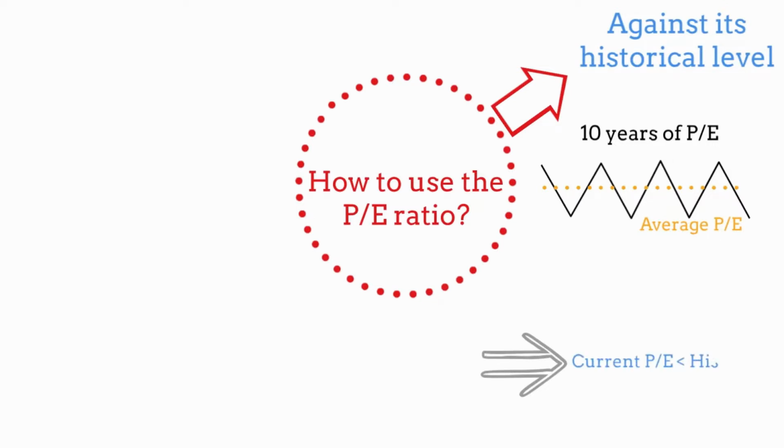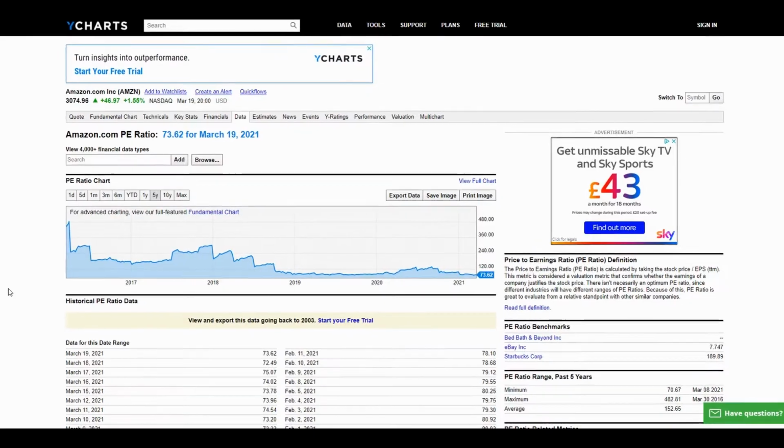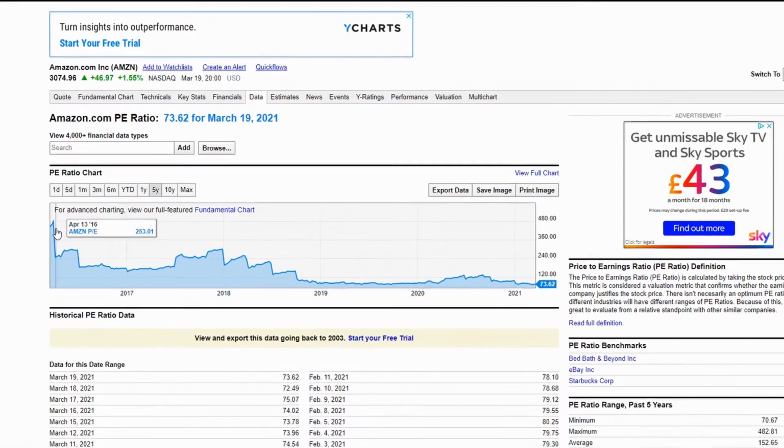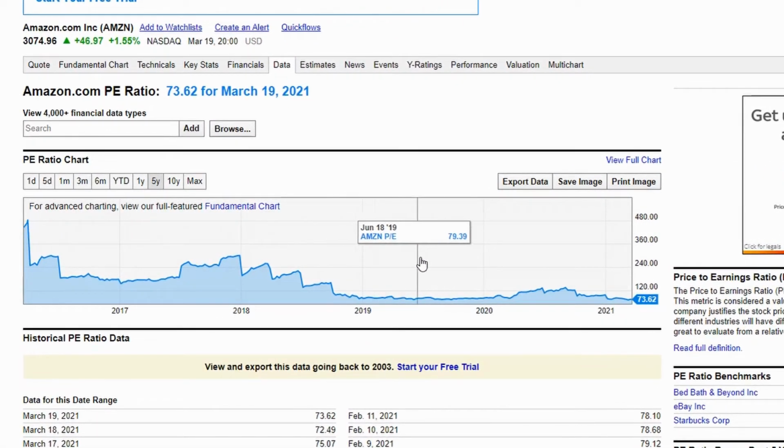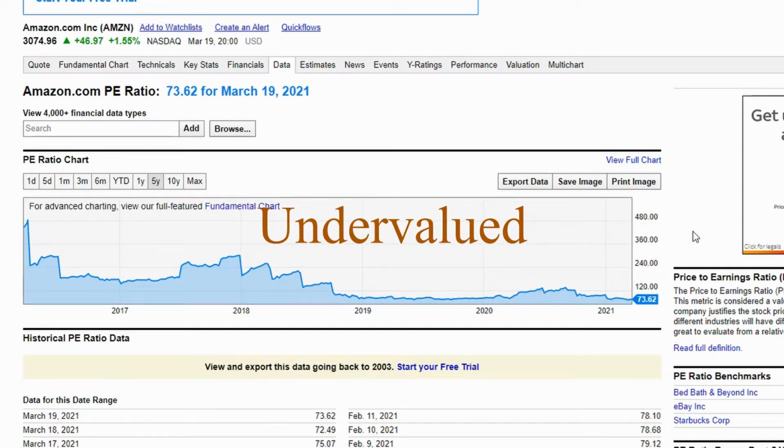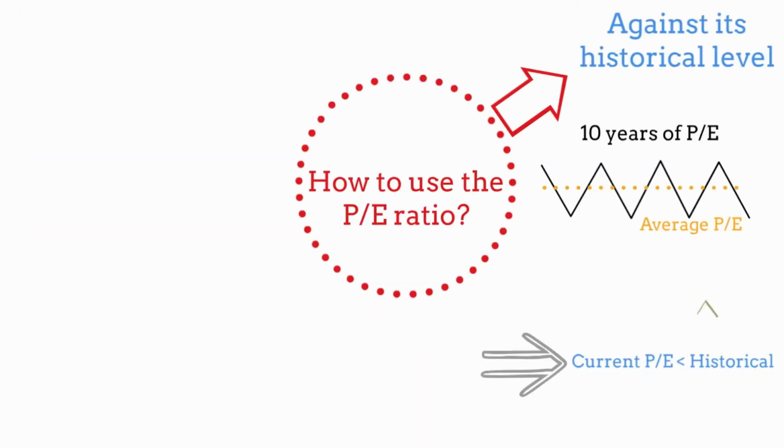As this is calculation heavy, you can use websites like Macro Trends or Y Charts to see these numbers. For example, I can see that the average PE over the last 5 years for Amazon was 155. And purely based on that, we can say Amazon looks undervalued versus its 5 years of history. Remember, the lower the number, the cheaper it is in relative terms.